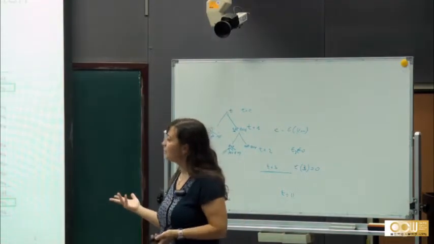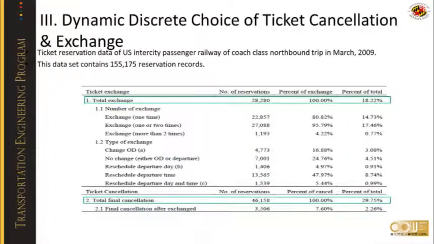we have a number of papers, but what I'm presenting here, which is the dynamic discrete choice model applied to revenue management, is for a particular problem in revenue management, which is ticket cancellation and exchange. This is very important also for airlines. They say that cancellation is about 10% of the market. So it's very important for overbooking, and so for them it's a very important problem.